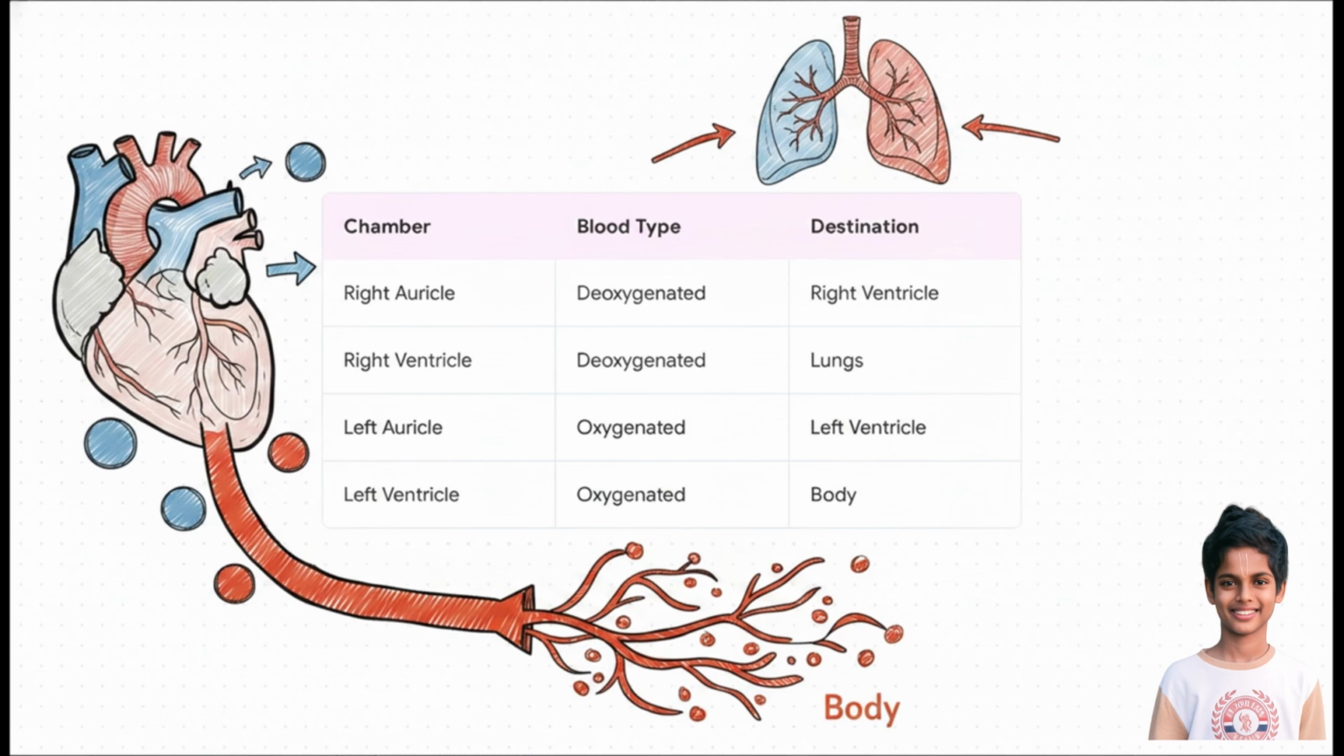Then the left side takes over. This side handles the pure, oxygenated blood. The left auricle receives it from the lungs and drops it into the left ventricle. And look closely, the left ventricle has much thicker walls. Why? Because it has to pump that pure blood with enough force to reach the furthest parts of your body through the aorta. Oh, and acting like strict security guards between these chambers are the tricuspid and bicuspid valves. They make absolutely sure blood only flows in one direction with zero mixing.